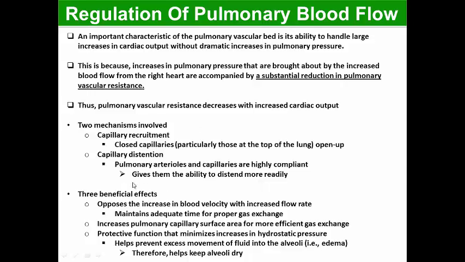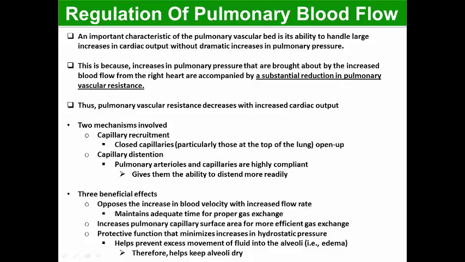So now we have three beneficial effects of this. An increase in the cardiac output from the right side of the heart will not increase the pulmonary pressure. What are the three beneficial effects of this? Now, this opposes the increase in blood flow velocity with increased flow rate. If the resistance has not decreased, the blood flow rate would have increased, and there would not be enough time for gas exchange. But this doesn't happen.